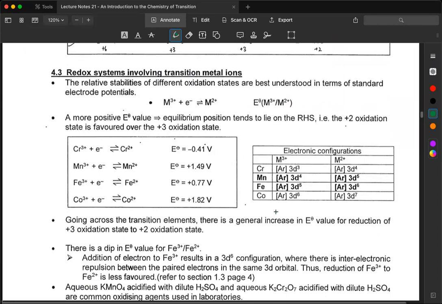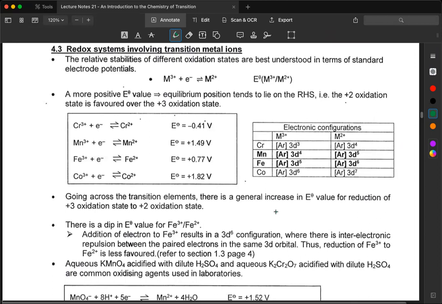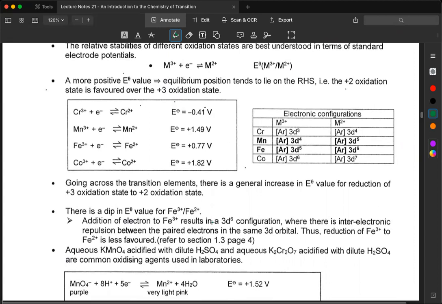Going across the transition elements, there is a general increase in E0 value for reduction of plus 3 to plus 2 oxidation state. There's a dip in E0 value from Fe3 plus to Fe2 plus. That is because the addition of an electron to iron 3 plus results in a 3d6 configuration. That is going to cause some inter-electronic repulsion between the paired electrons in the same 3d orbital. So reduction of Fe3 plus to Fe2 plus is less favored because of the repulsion between electrons in the 3d6 configuration.